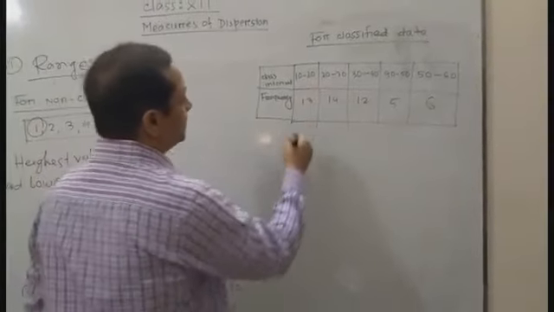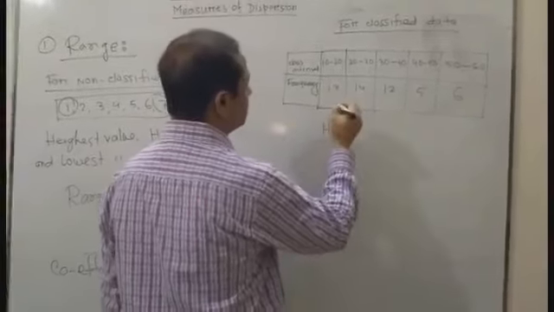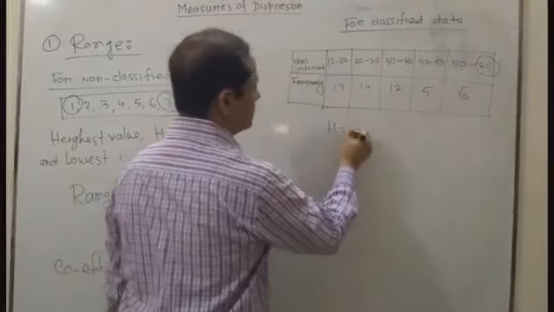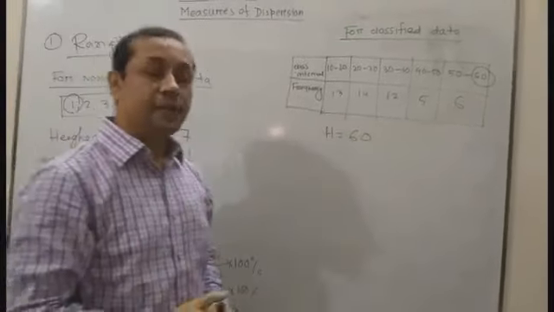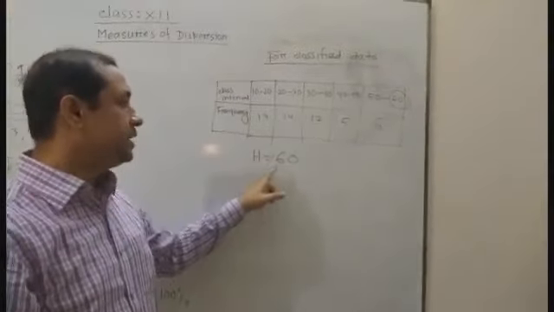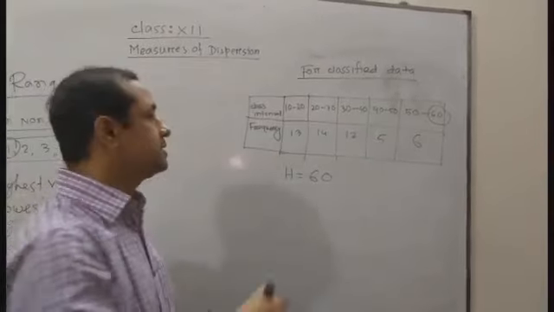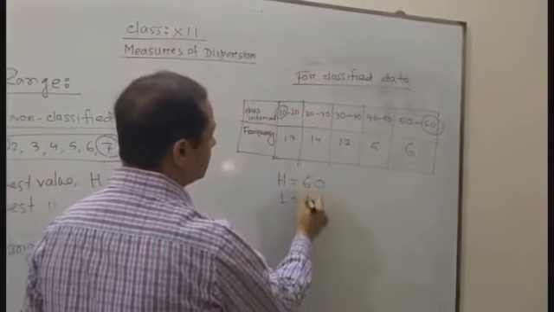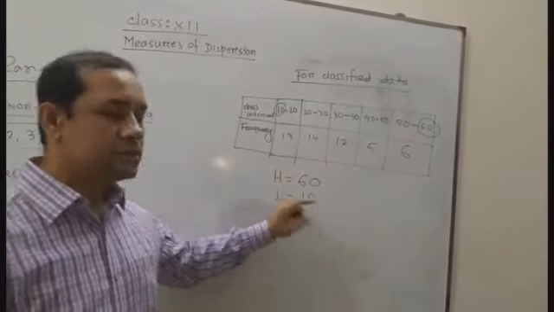Here the highest value H is equal to the highest upper limit of a class interval, which is 60. It is denoted by H. H equals 60. And the lowest lower limit of a class interval is 10. It is denoted by L. L equals 10. So H is equal to 60 and L equals 10.